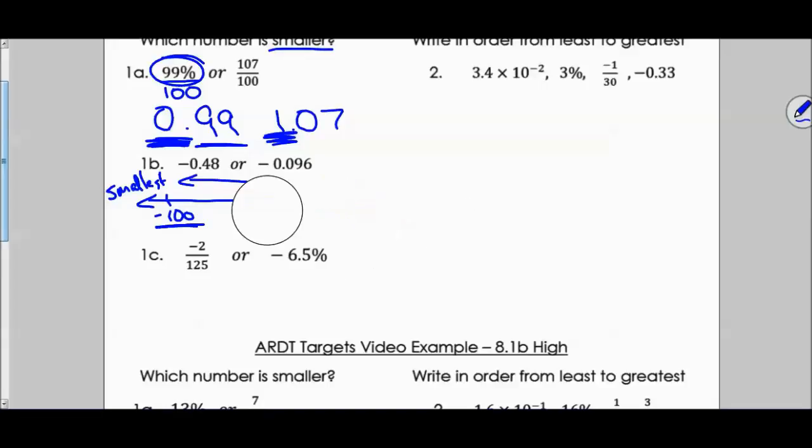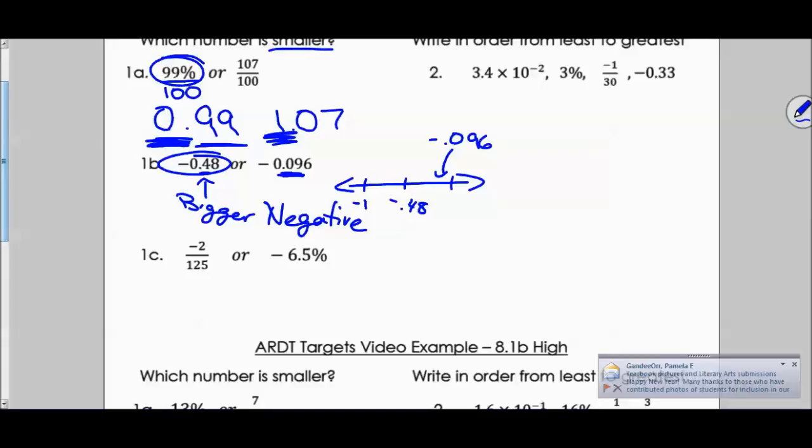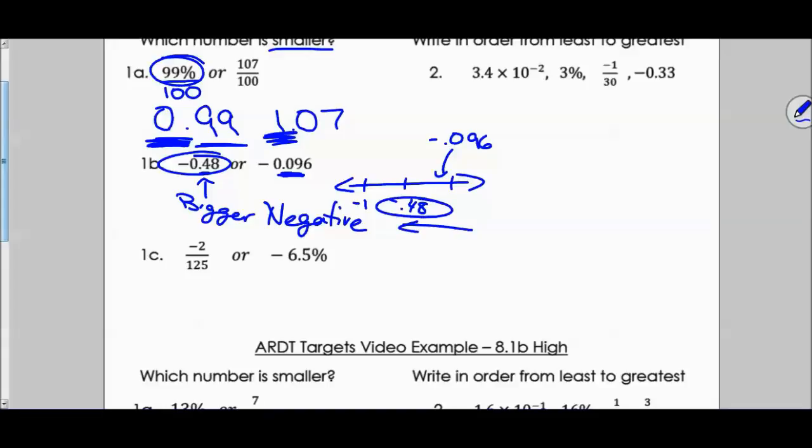Okay? So the biggest negative, here we're going to compare that first decimal place, 4 compared to 0. That's the bigger negative number. So on a number line, it's really the smaller of the 2 numbers. That's our small number. That's about negative 1/2. So we have negative 1, negative 1/2, or negative 0.48. This is very close to 0. That would be about there, negative 0.096. Alright, so we're really thinking about these on a number line. The smallest number is the farthest to the left. In this case, that's that negative 0.48.